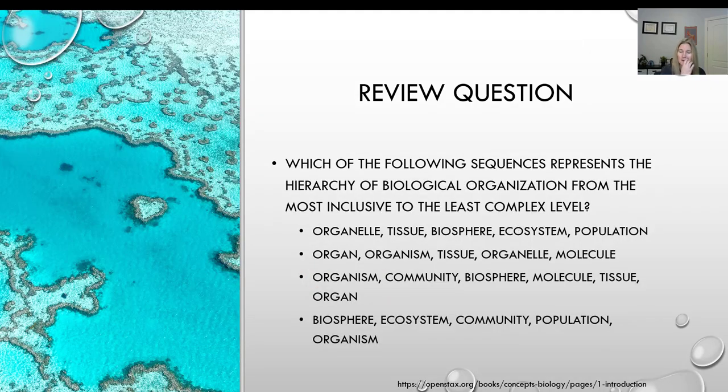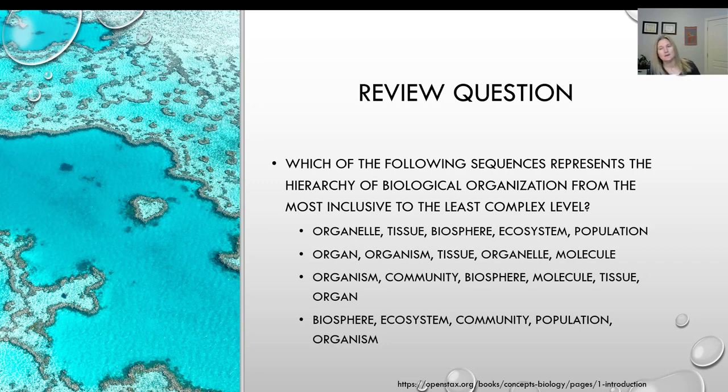Okay, and then here's another review question. This one, I took away the levels of organization, so we have to figure out if we can sequence them from the most inclusive to the least complex. So let's see which one is in order first, and then from there we can decide which one goes from most inclusive, encompassing the most, to the most specific or least complex level.